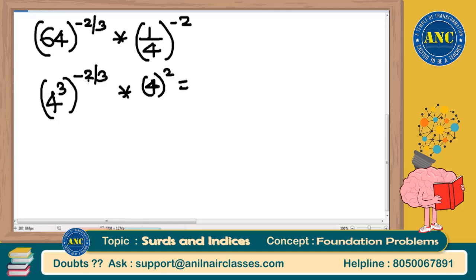4 cube power minus 2 by 3. This 3 and 3 will cancel. You are left with 4 power minus 2. Next term is 4 power 2. A power m into a power n is a power m plus n. 4 power 0 is 1. I hope the idea is clear. 4 power 0 value is 1.